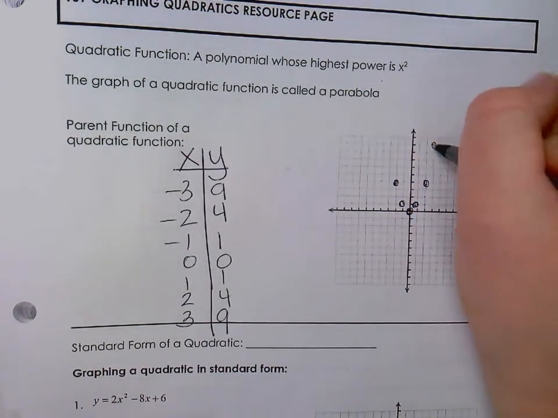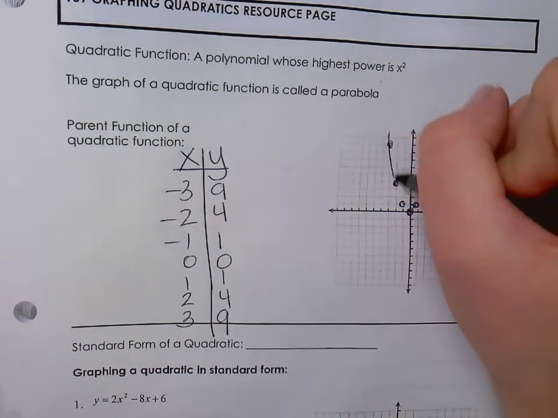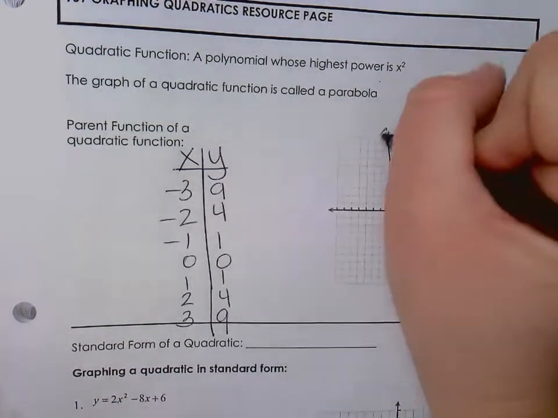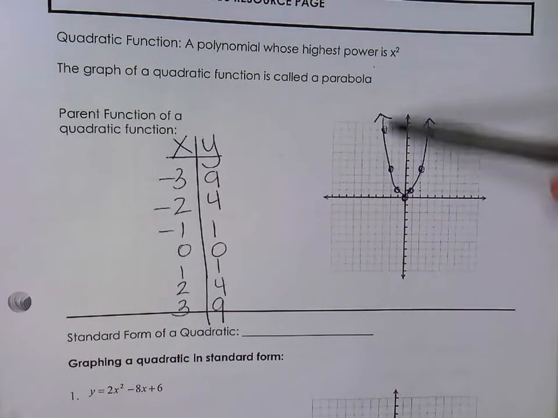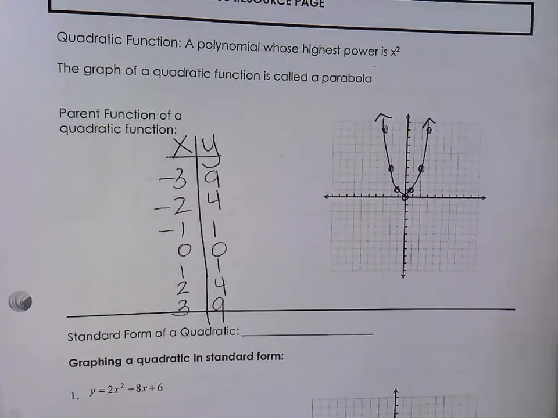So just reviewing the parent function from your quiz. Maybe this will seem a little bit easier because we spent some time on quadratics last week. It has concavity, so this is considered concave up. And we're going to look at some that are concave down.